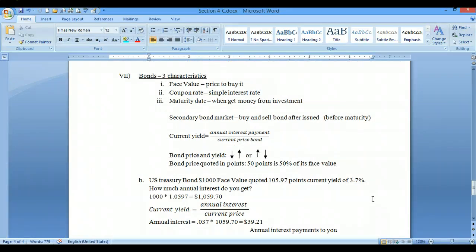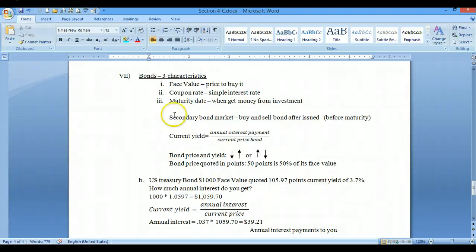Bonds and their characteristics. There are 3 characteristics before we move on to understand bonds. The face value is the price to buy the bond. The coupon rate is the simple interest rate because bonds are usually with just simple interest, which is the interest paid on only the beginning balance, if you'll remember that. And the maturity date. This is when you can go and get your money because it is done being in the investment. There's a place called a secondary bond market where people can buy a bunch of bonds and then sell them after it's been issued, but before it hits its maturity date.